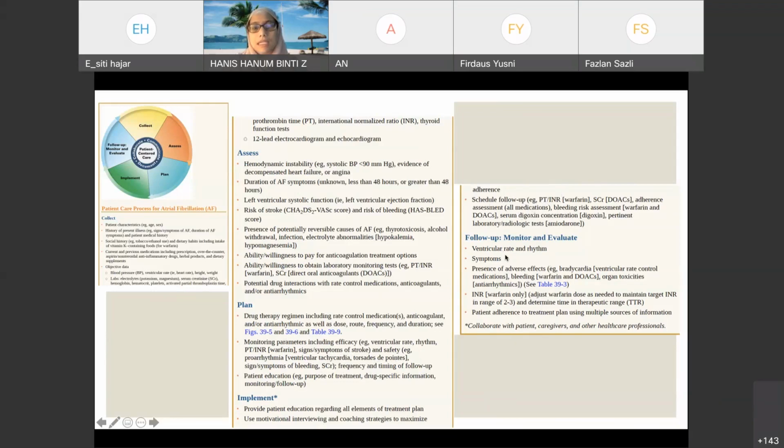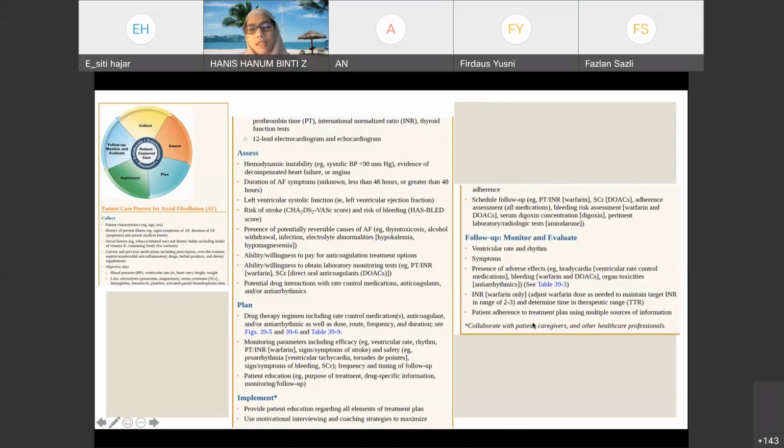And lastly, when the patient is already put on all this medication, you have to monitor and evaluate. Like I said, whether the rate has been controlled, whether the rhythm is in sinus rhythm, whether they are having any more symptoms or any side effects. And of course, you want the INR to be within the target range of 2 to 3 if the patient is on warfarin.